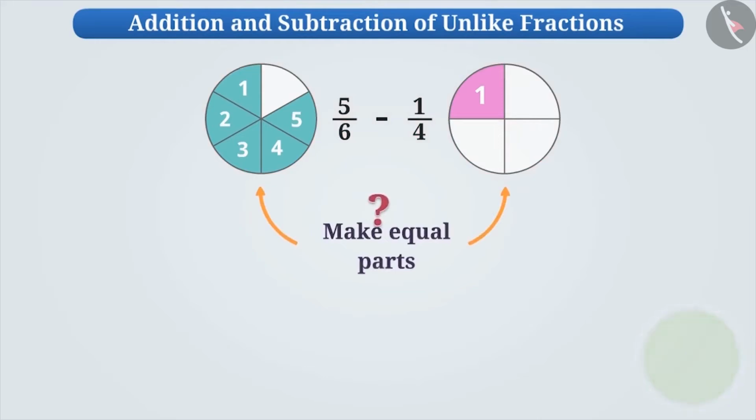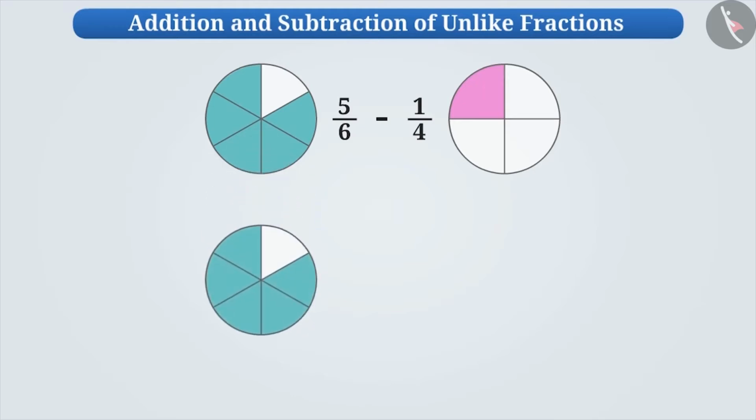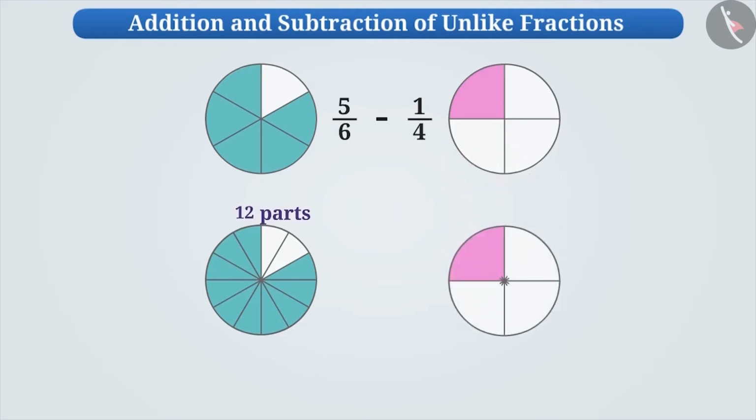Okay, let me tell you. If we divide each of these 6 parts into 2 parts, then we get 12 equal parts. Similarly, if we divide each of these 4 parts into 3 parts, then too we get 12 equal parts. Now that the total number of parts is equal, we can subtract them. Since here 10 out of 12 parts are shaded, the fraction is 10 by 12. Similarly here, 3 out of 12 parts are shaded. Therefore, the fraction is 3 by 12.